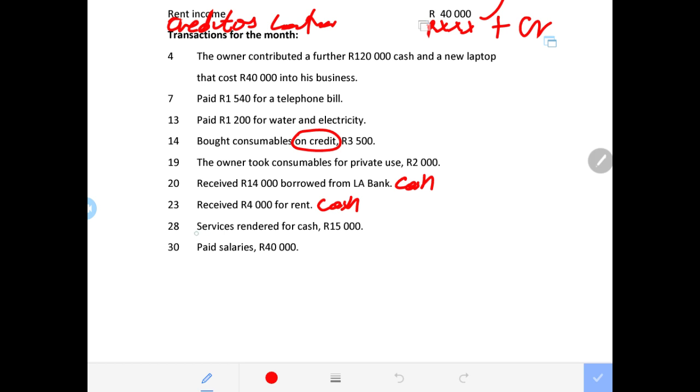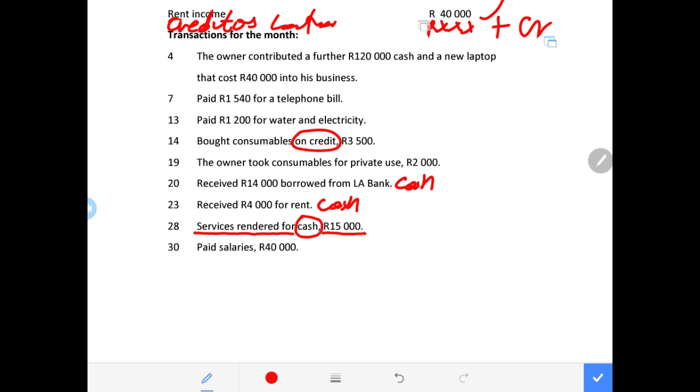Now we have rendered services. Services rendered for cash. How much did we render the services for? 15,000. That means we rendered a service and we received money. Or EFT was received for services rendered. We can still say so. EFT was received for services rendered, meaning we received money via electronic fund transfer for services we have rendered, which is obviously cash. Now, services rendered for cash, 15,000.